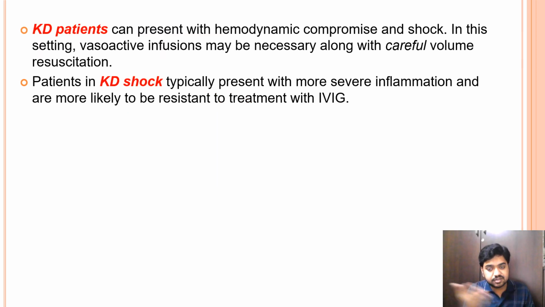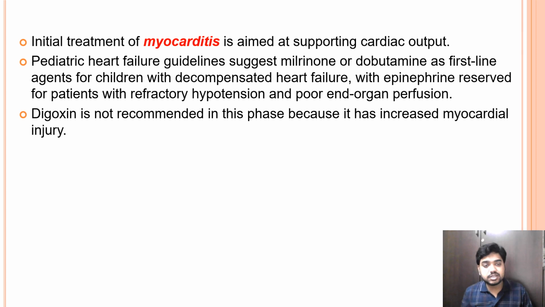Then Kawasaki disease is another emergency which may present with hemodynamic compromise. Kawasaki shock, which is called KD shock. So the child may be needing inotropic infusions, vasoactive infusions. So for treatment, always try to start aspirin immediately and treat with IVIG, 2 gram per kg, given over 48 hours.